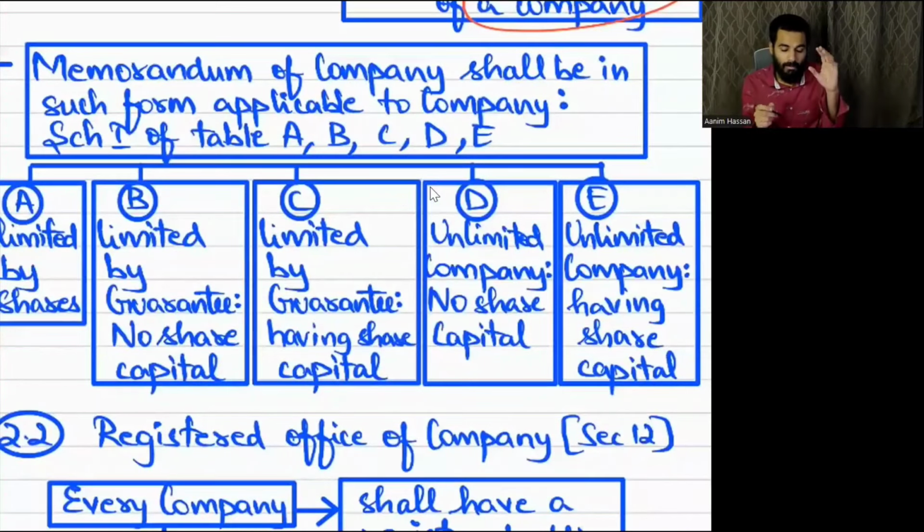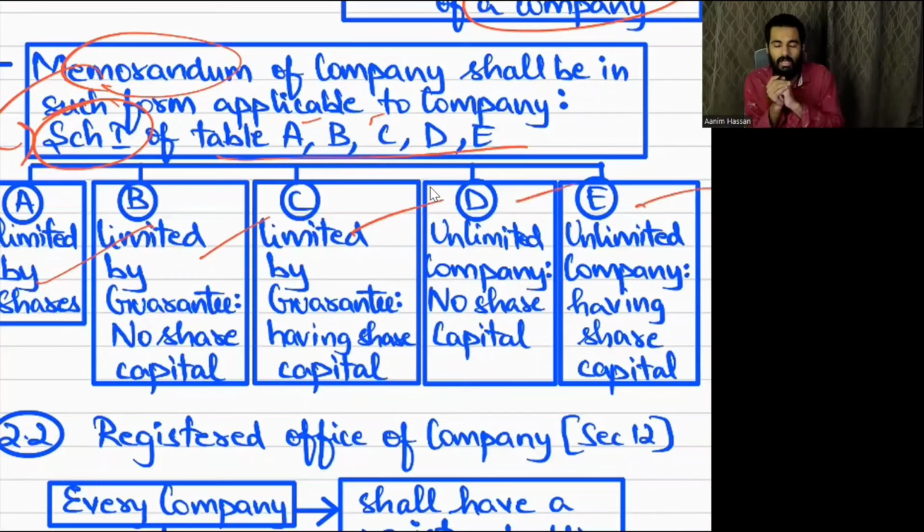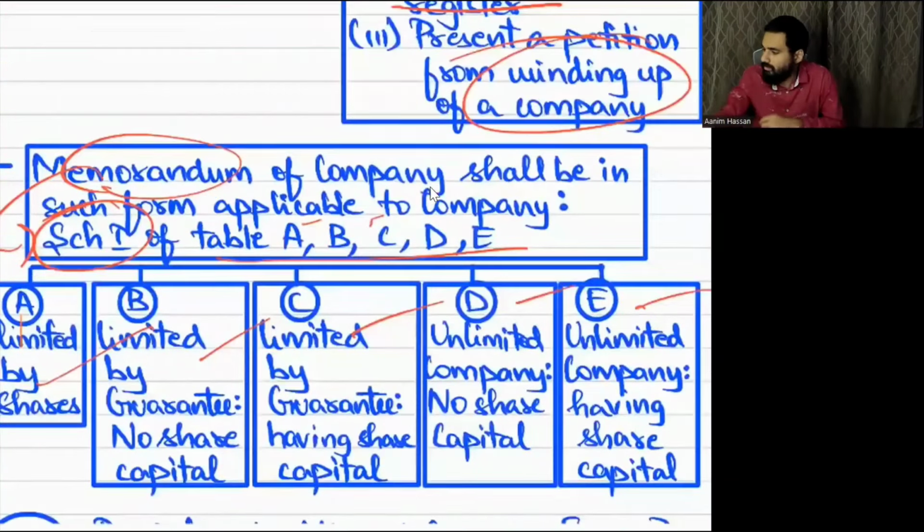In the memorandum, Schedule 1, you have 5 tables, and you will select one. If the company is limited by shares, you select Table A. If the company is limited by guarantee, you select Table B or Table C. If the company is an unlimited company, then you select Table D or Table E.